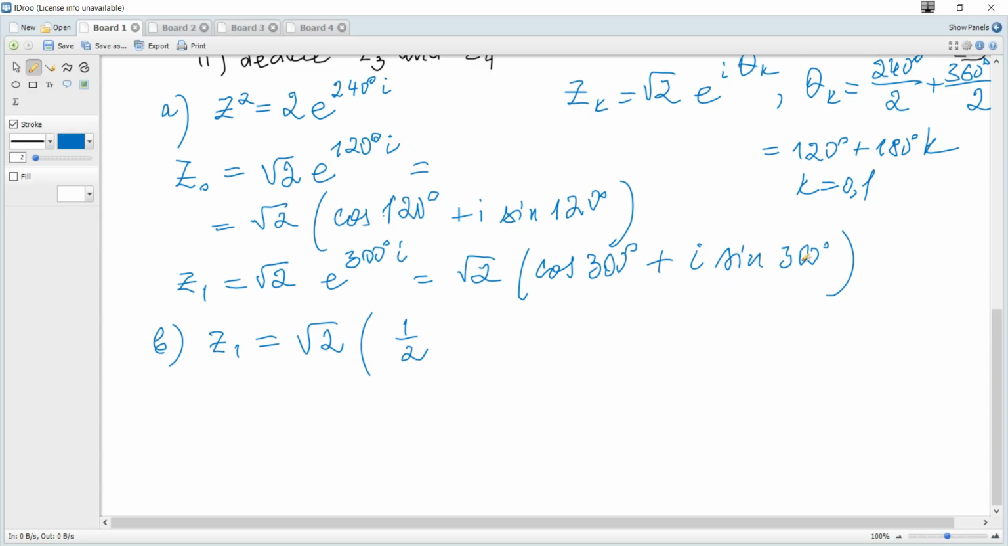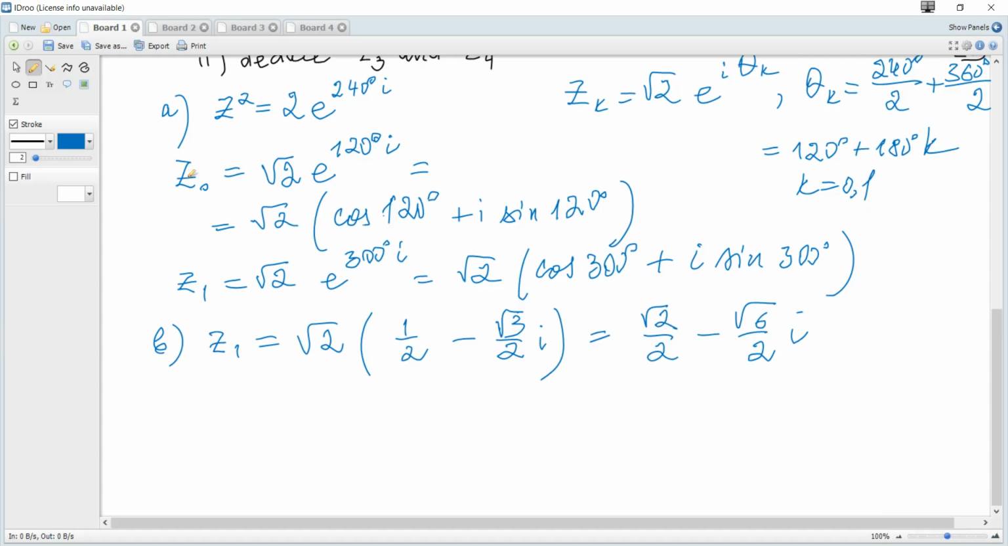And sine of 300 is sine of negative 60, it's minus sine of 60, and it's root 3 over 2i, and finally it's root 2 over 2 minus root 6 over 2i. The real part is positive as required.